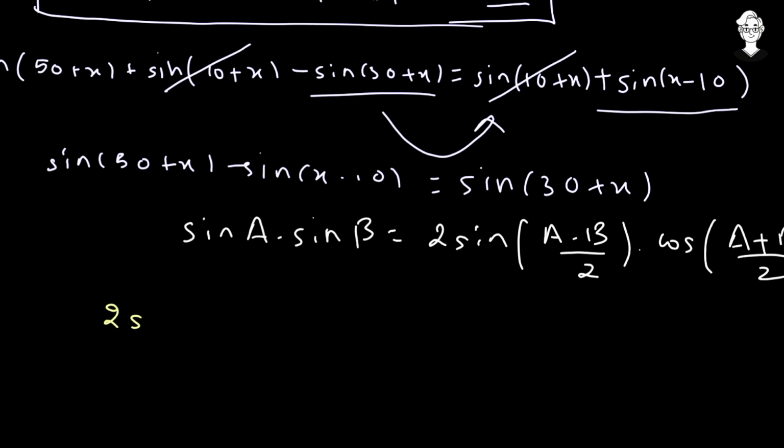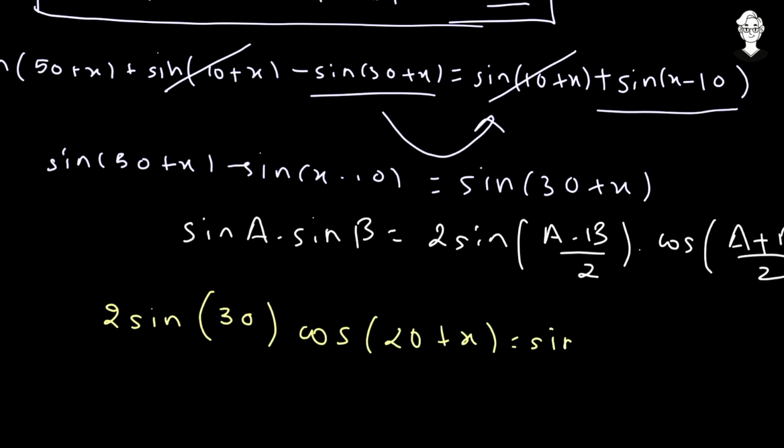So we will have 2 times sine of subtraction of these both angles. 50 plus x minus x plus 10 is equal to 60. 60 upon 2 gives me 30. And into cos of addition of these both angles. So 50 plus x plus x minus 10 is equal to 40 plus 2x. 40 plus 2x upon 2 gives me 20 plus x. And that is equal to sine of 30 plus x.